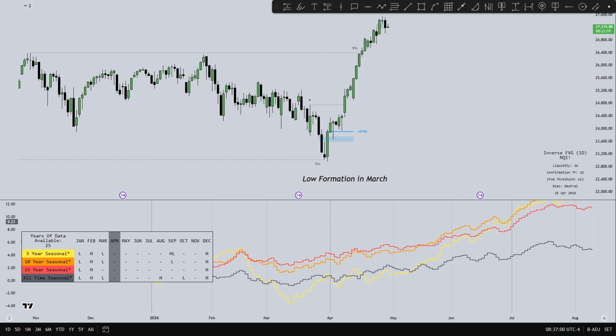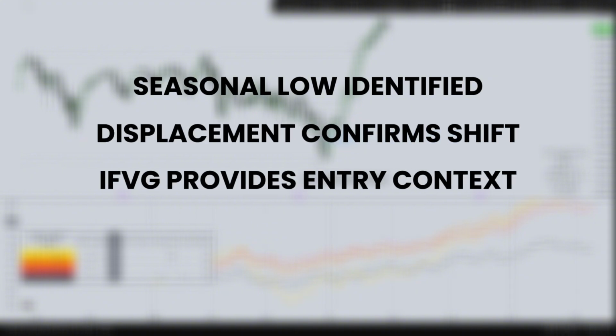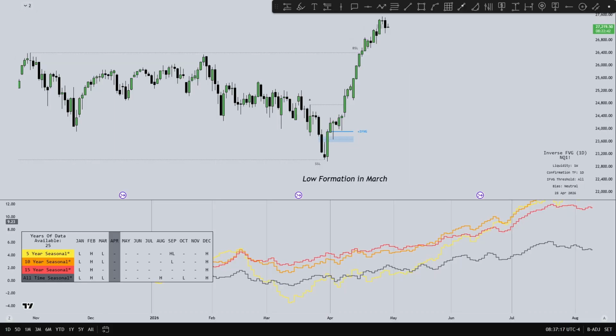This is key, because instead of chasing price, we wait for retracement into that inversion zone, and that zone acts as a point of re-entry within a developing bullish narrative. So the model becomes: a seasonal low is identified, displacement confirms a shift, and IFVG provides the entry location. Once price respects that IFVG, structure starts to continue higher, momentum builds up, and price expands into buy-side liquidity. And this completes the sequence, from liquidity to a reversal to a confirmation into an expansion.